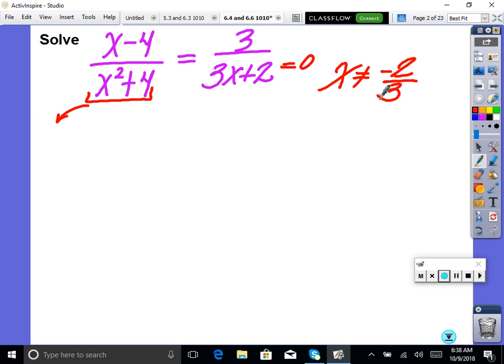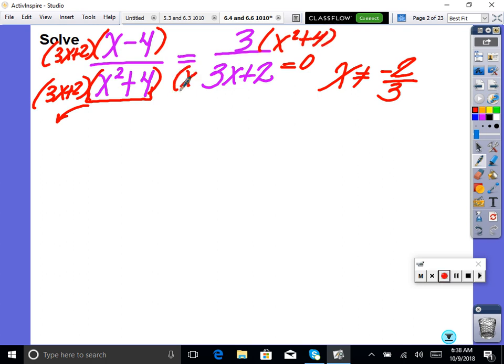Okay, so let's factor the denominators, done, because that didn't factor. Get a common denominator. So we're going to multiply this by 3x plus 2, and we're going to multiply this by x squared plus 4, true? Are your denominators the same? Yes, everybody? They each have the same element, so now we can ignore it.